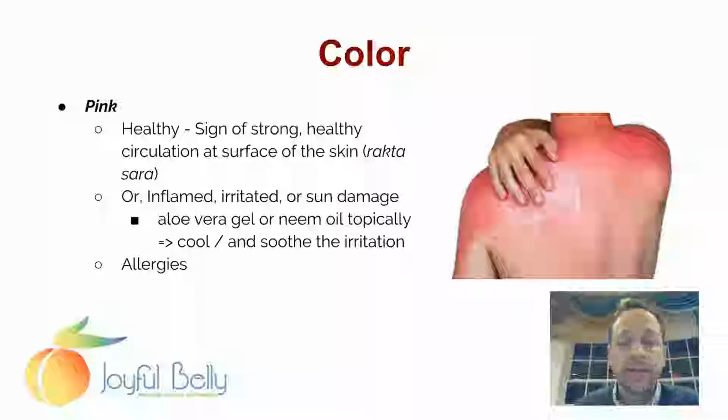So pink skin can be really healthy skin. It's a sign of strong, healthy circulation at the surface of the skin. But it could also be a sign of inflammation, irritation, or sun damage, right? A sunburn. And if you have a sunburn, you can rub some aloe vera gel on it, or even neem oil topically, which will cool and soothe the irritation.